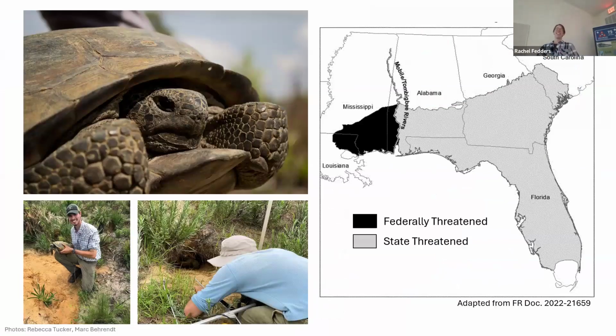First of all, what is a gopher tortoise? The gopher tortoise is a long-lived fossorial reptile native to the southeastern US. Tortoise populations are threatened throughout their range by habitat loss, human-caused mortality, and disease. It's estimated that populations have declined at least 80% post-European colonization, probably more than 80%. Tortoises have state-level protections across their range, and also they're federally threatened in the western portion of their range, in black here on the map.